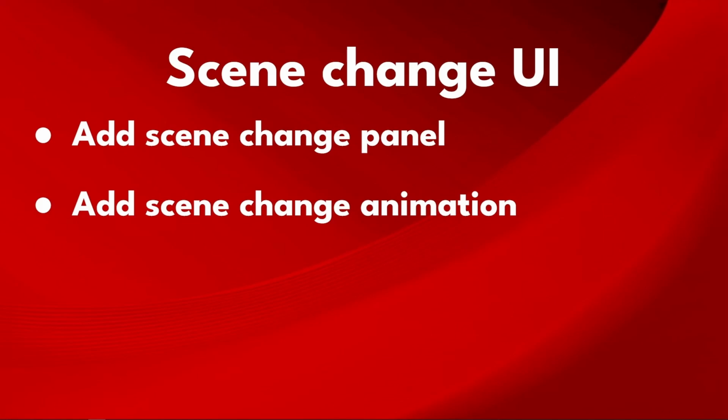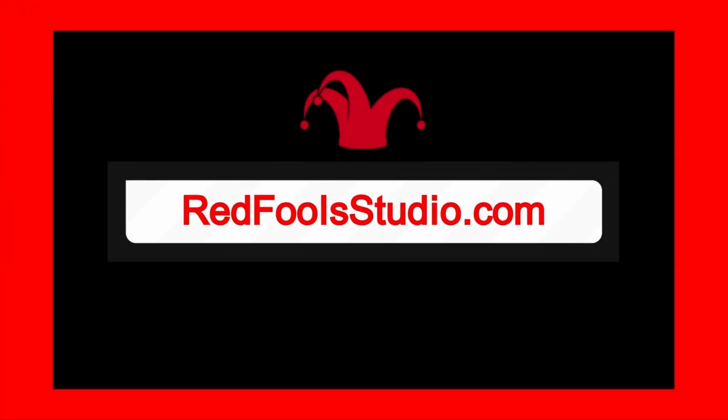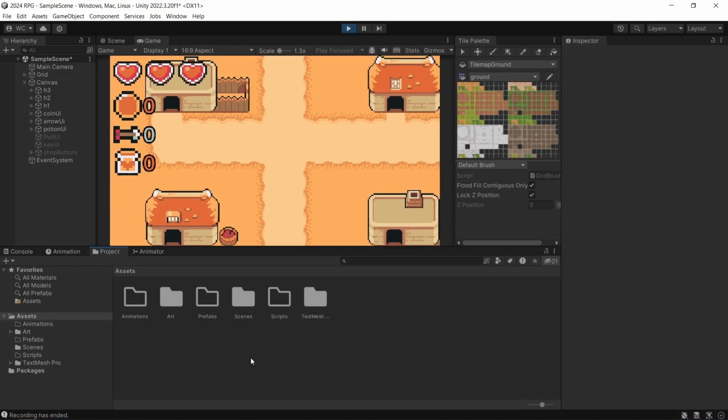All right, so in this section, we're going to go ahead and create the scene change UI now. We're going to do this by adding a panel that's going to darken and then lighten every time we walk into a new room or location. Then we're going to add the animation to make that into effect. Let's go ahead and get started.